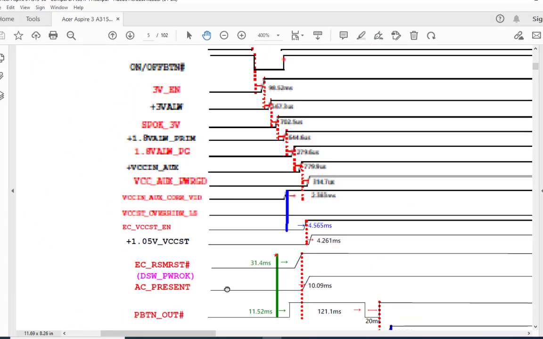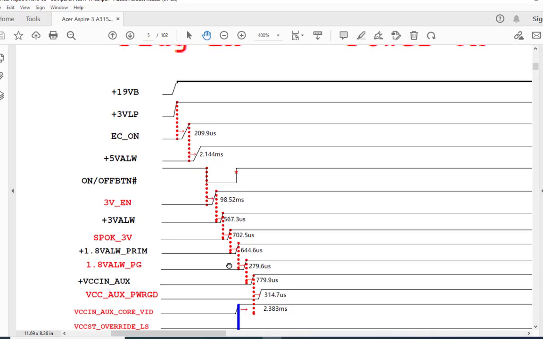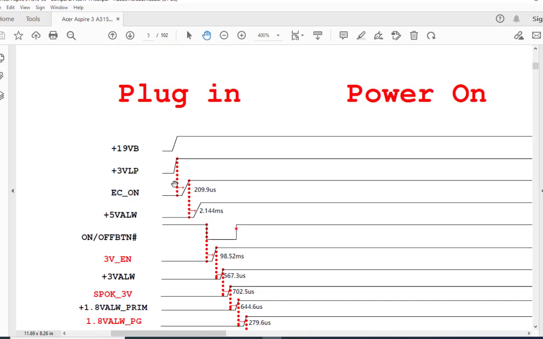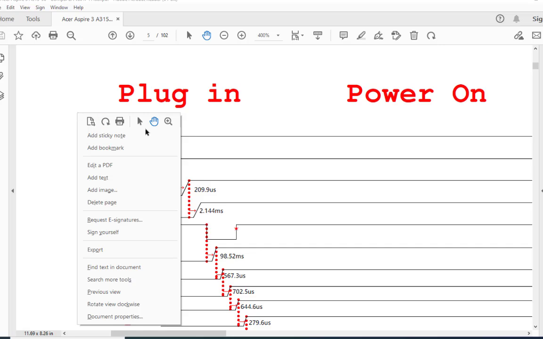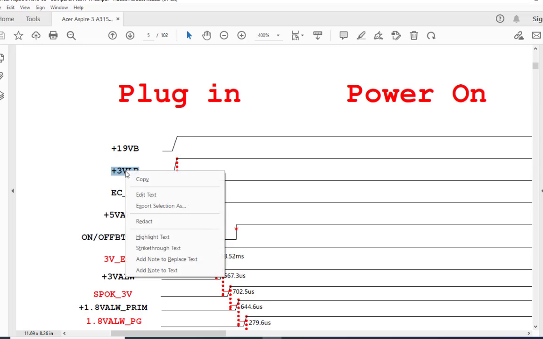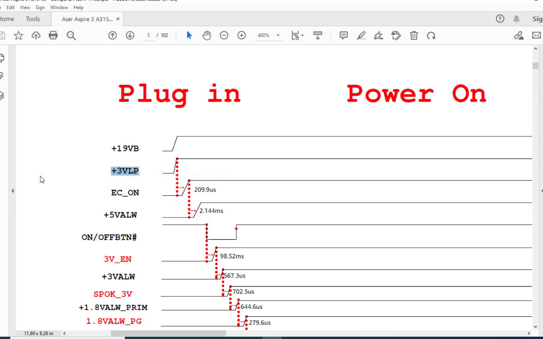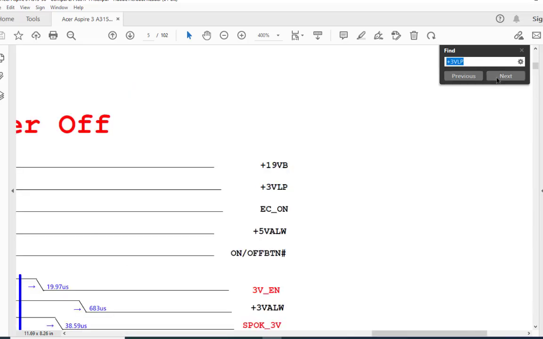You have to start from the top and go one signal after another. If I want to know from which chip a signal is generated, what I have to do is right click, select this arrow, select this signal, copy this signal, come to Edit, click on Find, then paste that signal name, that is 3VLP, and click next, next, next.